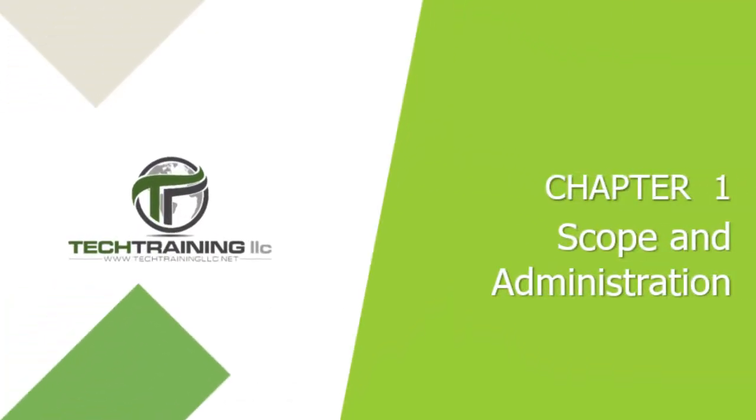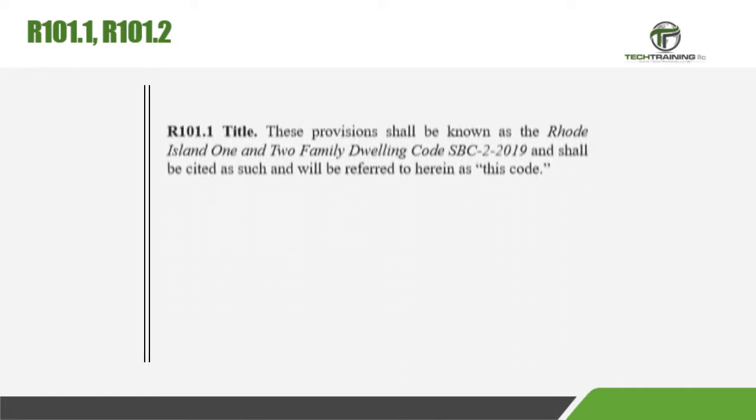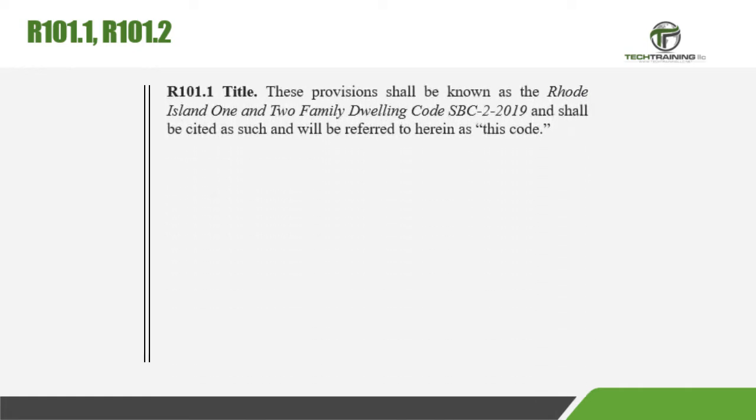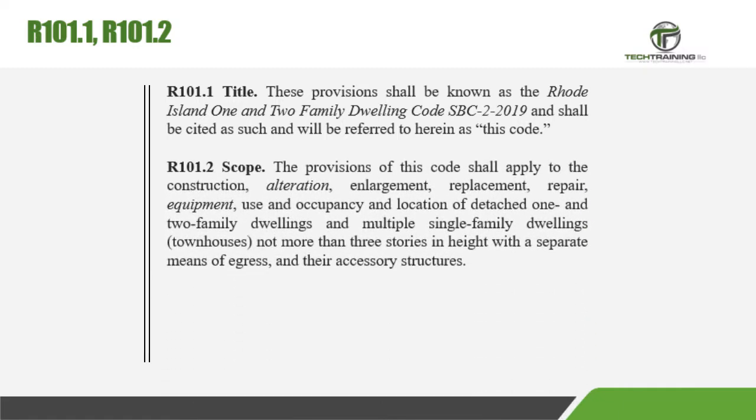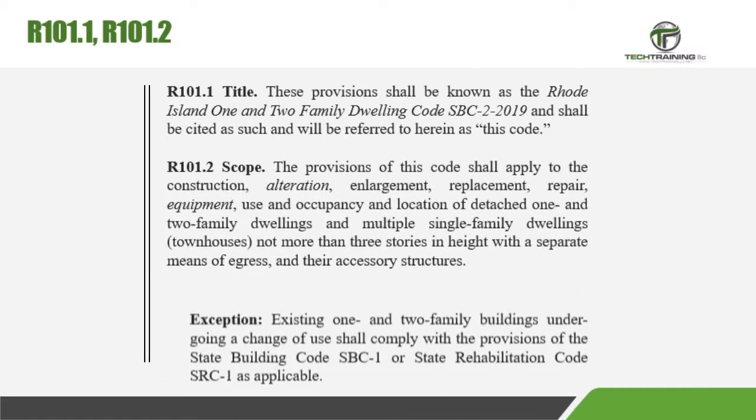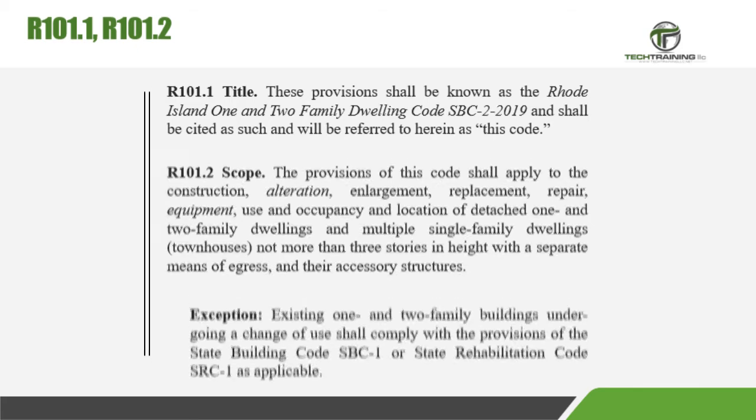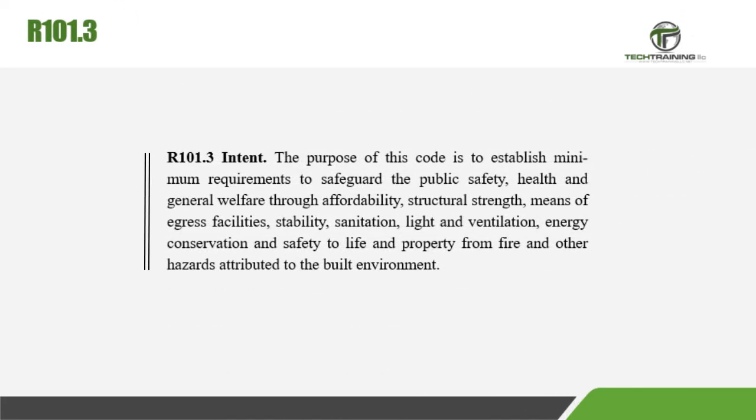Chapter 1, Scope and Administration, will have a significant amount of amendments as both the scope and administration are specific to Rhode Island. So here we see two thin vertical lines in the left margin. This indicates that R101.1 Title and R101.2 Scope have been amended in their entirety. R101.3 Intent has also been amended in its entirety.